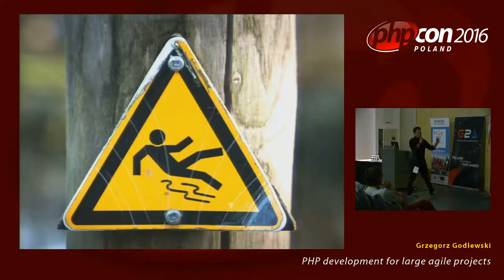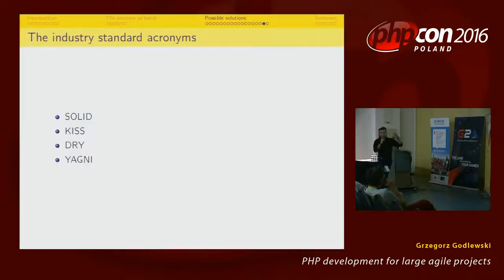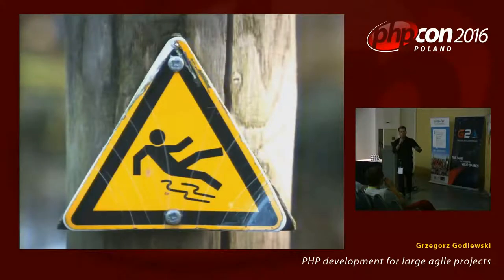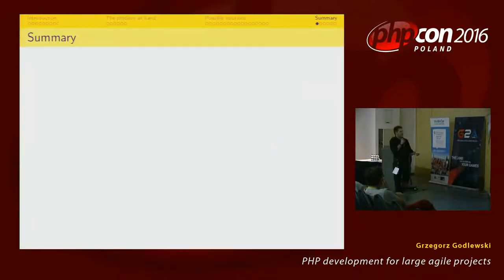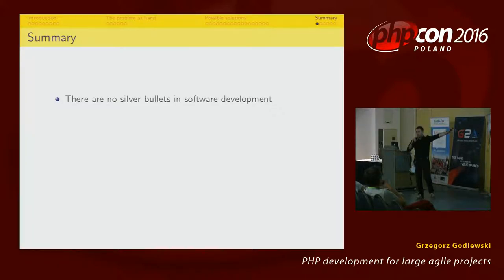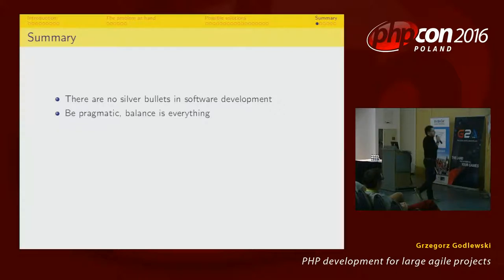So as with any other kind of tool, you can go mad with it. Anything put to extreme, like SOLID put to extreme, is bad. YAGNI put to extreme will actually make people neglect everything. You don't want that as well. So, closing things up, summary. There are no silver bullets in software development. The thing that I've shown you here is not a complete solution for every problem in the world. It's simply my idea of how we could possibly attack these kinds of problems. Be pragmatic, and balance is everything. Never go to extremes, one way or the other.